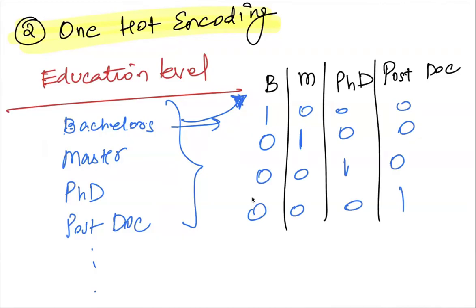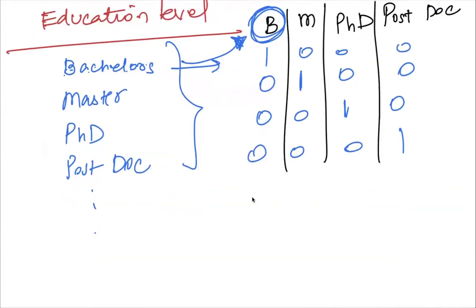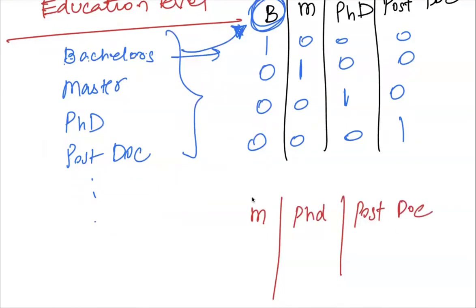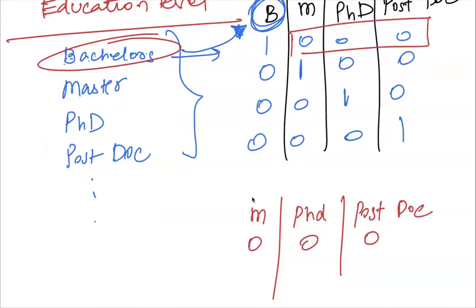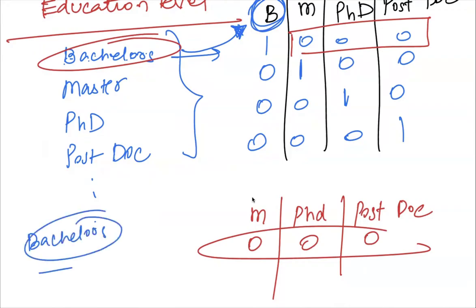Did you all understand one hot encoding? Eventually, in the end, you drop any one of the variables. Let's say I drop bachelor's, then what will be left is master's, PhD, postdoc. Let's take this example: for master's, PhD, and postdoc, I have 0, 0, 0. When everything is 0, it basically means it is referring to bachelor's. The model will understand it, do not worry.